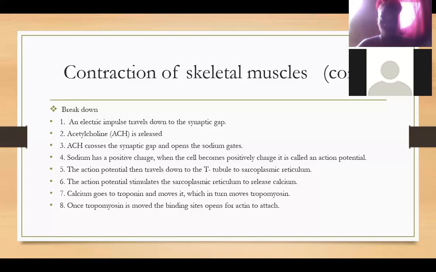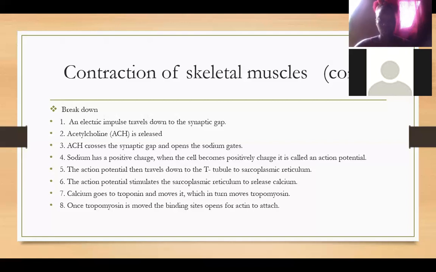Now what ACH does is that it opens the sodium gates. Sodium is a positively charged ion, we know this. So when it opens the sodium gates, sodium comes in and your cells become positively charged. Now this positive charge is called the action potential. This is the potential for the muscle to contract, but it's not exactly there yet. With me so far? Yeah.